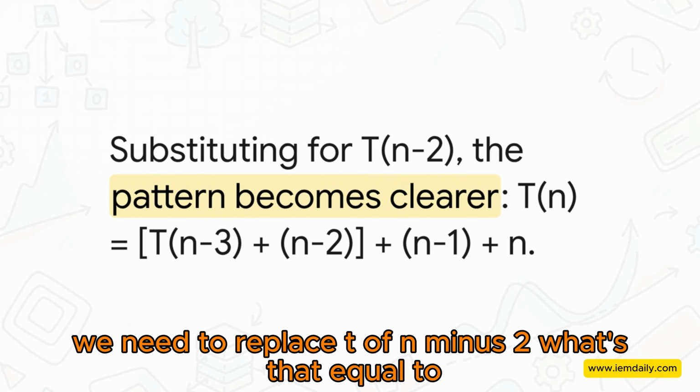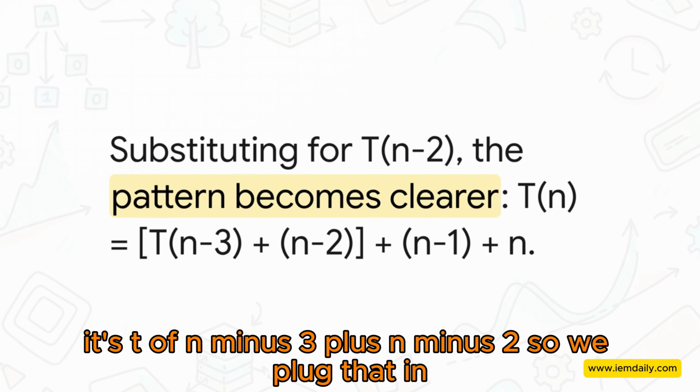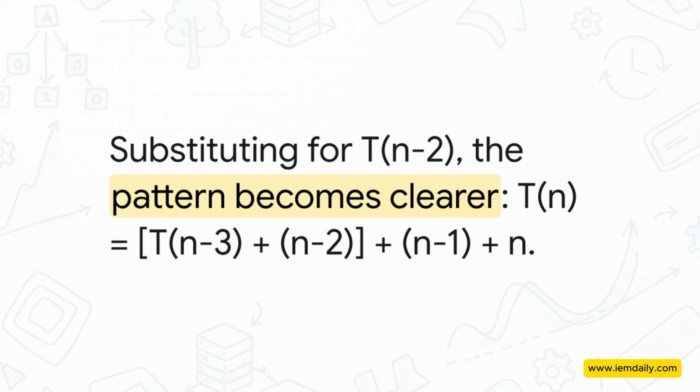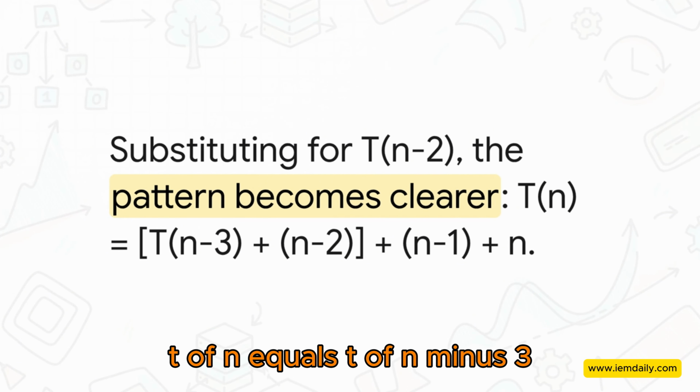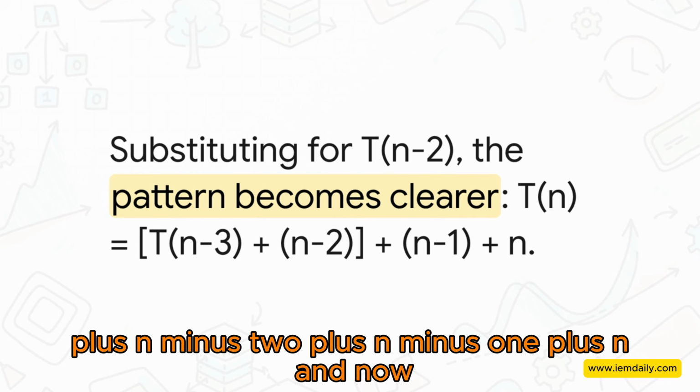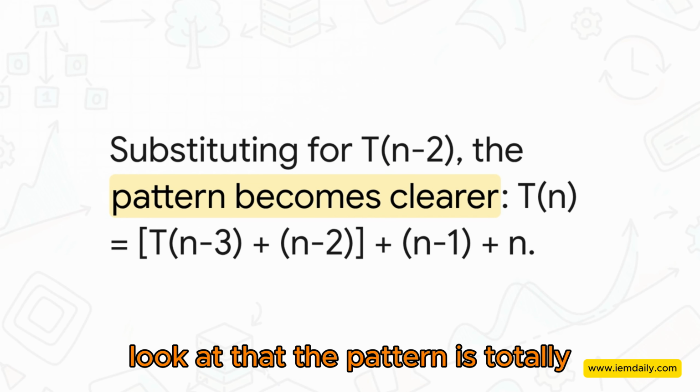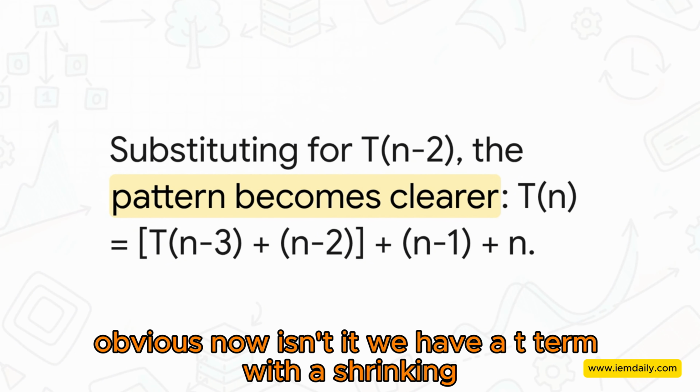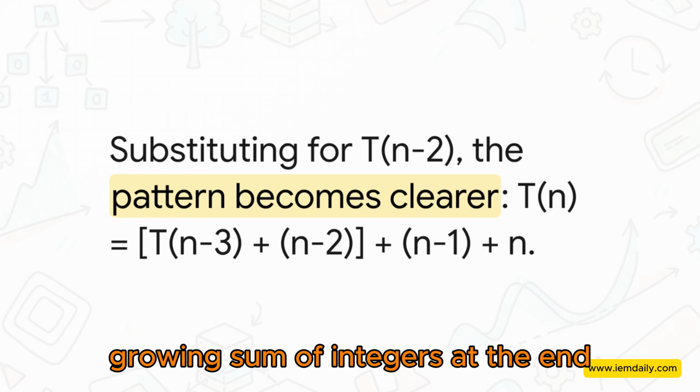So, let's do it one more time, following our rule. We need to replace T of n minus 2. What's that equal to? It's T of n minus 3 plus n minus 2. So we plug that in. Our equation now looks like this. T of n equals T of n minus 3 plus n minus 2 plus n minus 1 plus n. And now, look at that. The pattern is totally obvious now, isn't it? We have a T term with a shrinking number and this beautiful growing sum of integers at the end.